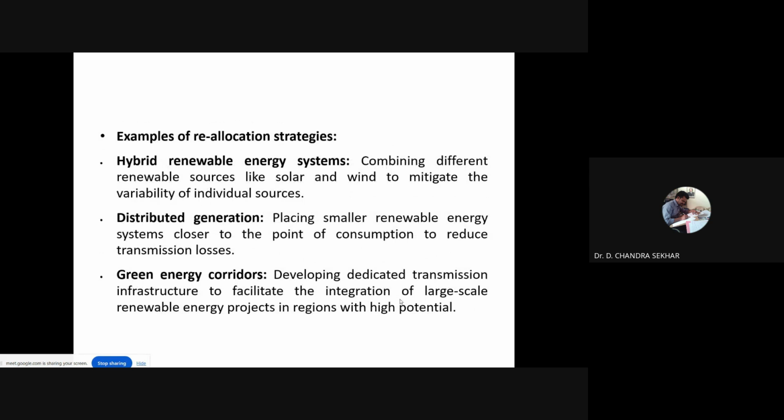And a few reallocation systems are there. They are the hybrid renewable energy systems, the distributed generation, and green energy corridors. In our country, a few states are selected for green energy corridors. It depends on their geographical conditions. Green energy corridors are identified by the central government here. The projects are there.